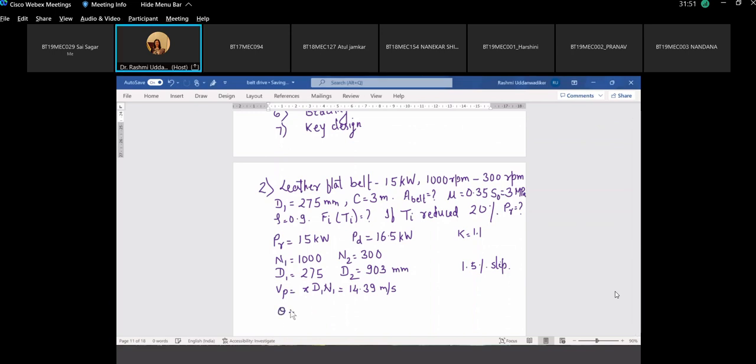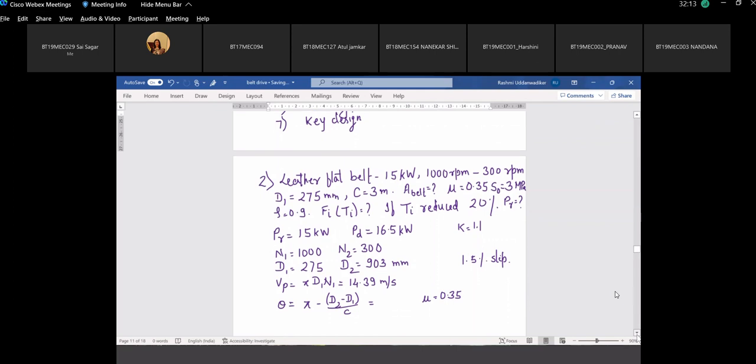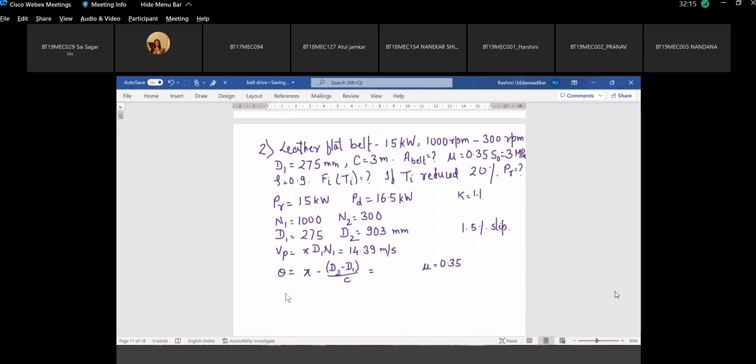So the angle of overlap theta is pi minus (d2 minus d1) by c. Give me the value of theta in radians. Mu is known. So give me T1 by T2.